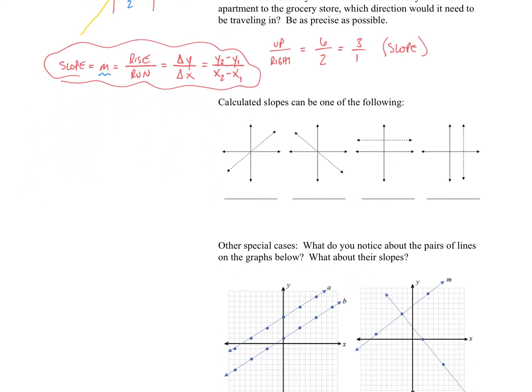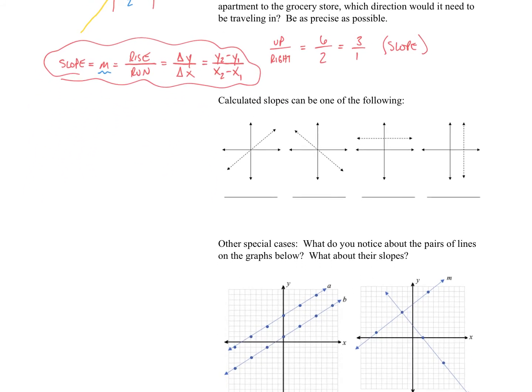So what I'd like you to do here is pause the video, and I want you to tell me what type of slope we are looking at in each of these cases. Because slope can be a few things, right? It could be positive. You could have a positive slope like we had in this case here, right?